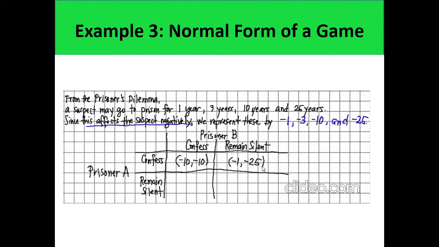If the row player remains silent and the column player confesses, it is just the other way around. You have negative 25, negative 1. And then finally, if both of them remain silent, you have negative 3, negative 3. So this completes the normal form of the prisoner's dilemma game.